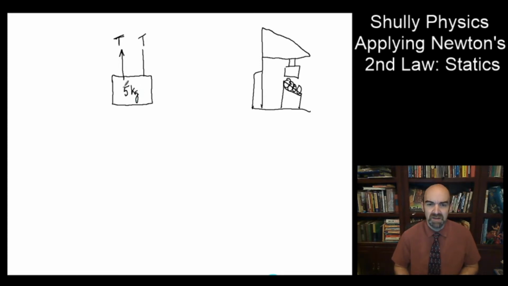And what else? It's got a mass. So mass is attracted toward the center of the Earth. So it also has weight. We got an Fg in here.